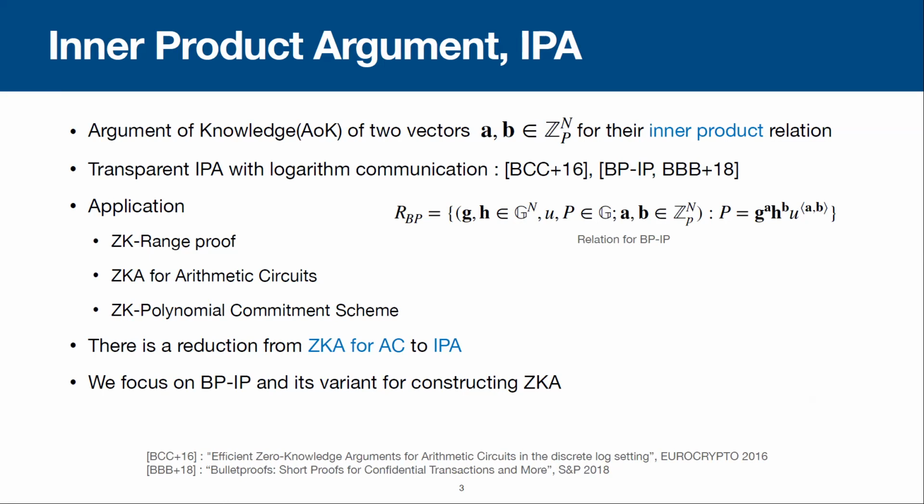BPIP. And the inner product argument, IPA, is used in some applications: zero-knowledge range proofs, zero-knowledge arguments of arithmetic circuits, and zero-knowledge polynomial commitment schemes. There is a reduction from zero-knowledge arguments for arithmetic circuits to the inner product argument, IPA. So we focus on BPIP and its variants for constructing ZKA, zero-knowledge arguments.